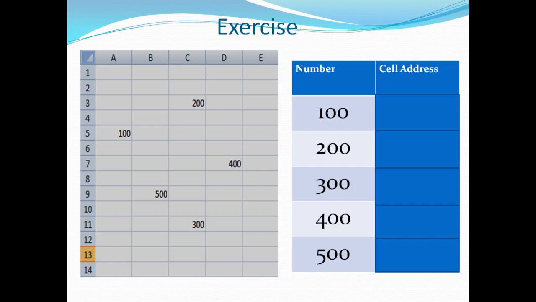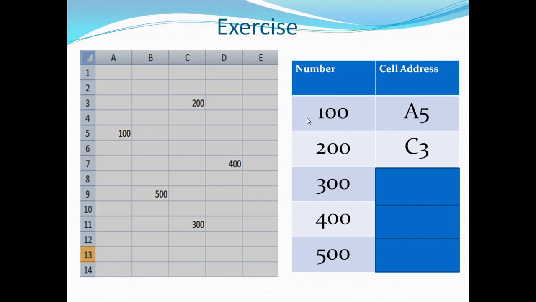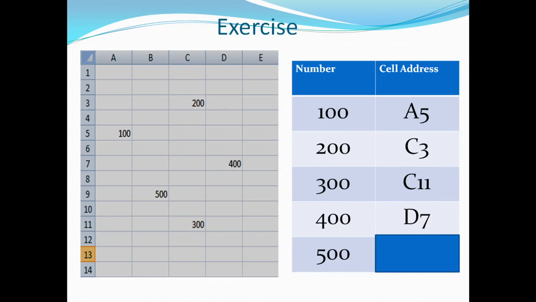Now exercise by numbers. These are the numbers, and you have to identify the cell address. 100 is A5, 200 is C3, 300 is C11, 400 is D7, and 500 is B9.